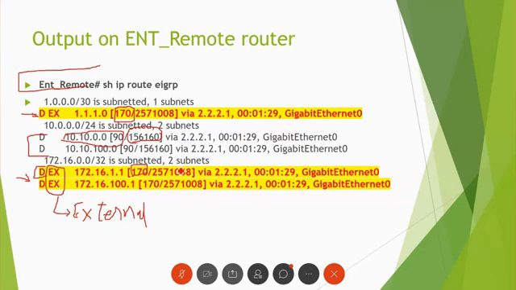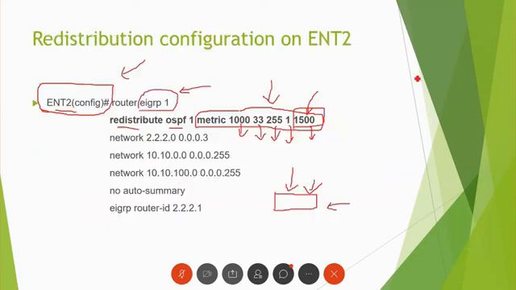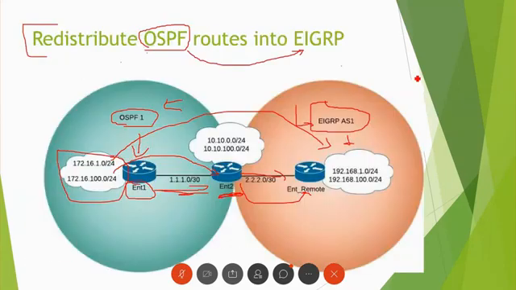So do you have any questions? On which router is this redistribution applied? Redistribution is applied on a router which is common for both the protocols. In this example, we have considered only 3 routers, one router purely running OSPF, one router purely running EIGRP, and redistribution is configured on ENT2 router, which is having both the protocols.